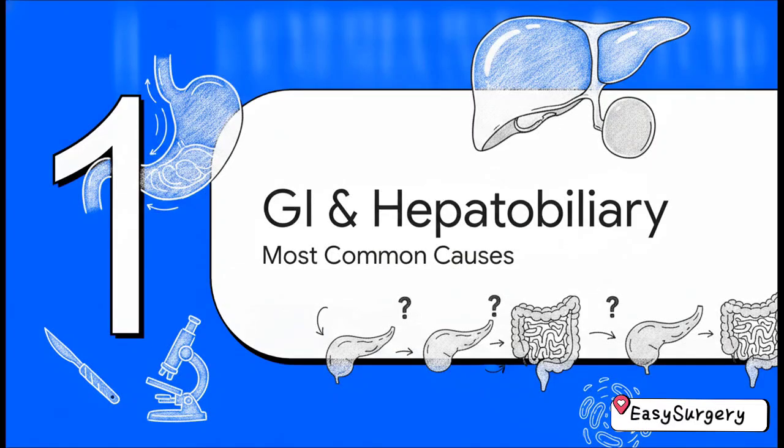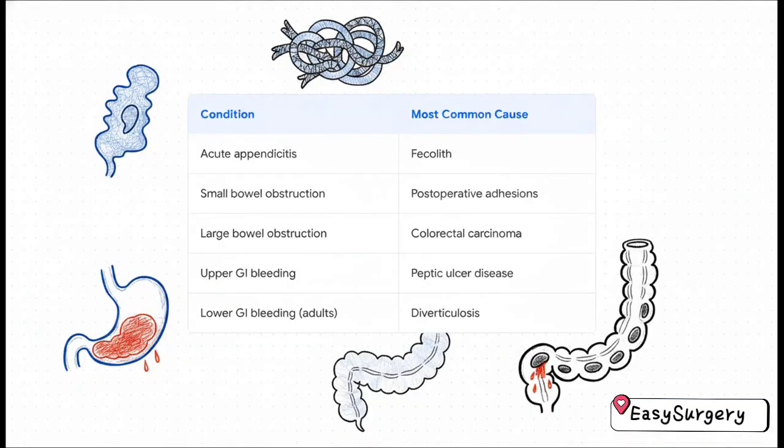Section 1. Causes in the GI and hepatobiliary systems. Prepare your brain. We're doing rapid one-line recalls. All right, we're going to run this call and response style. I'll name the condition and you lock in the answer in your head.